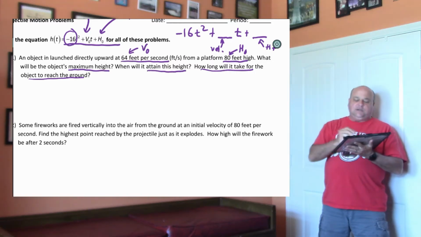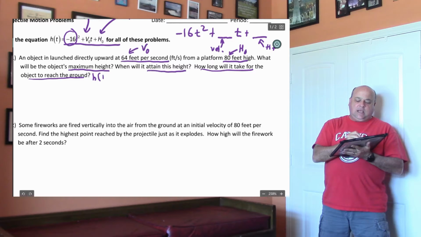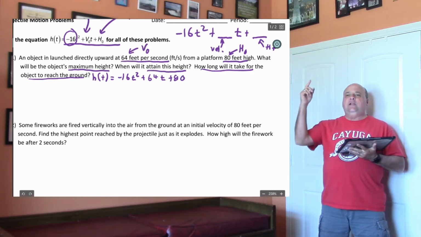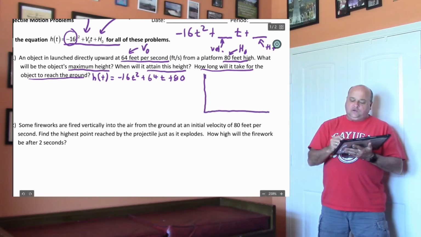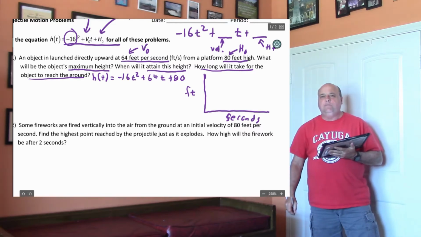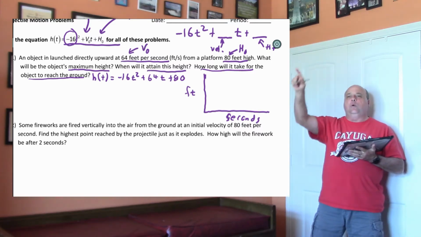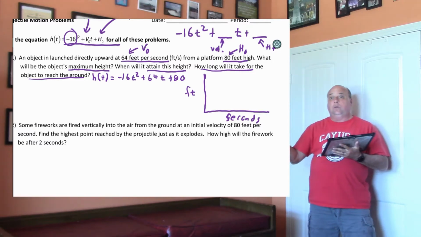So let's make the equation first. Let's write down h of t equals negative 16t squared plus 64t plus 80. Okay, now on every single problem, put the equation right in the middle, and then to the right, make a first quadrant graph. This will be seconds, and the height will be feet. The y will be feet. This is going to graph a parabola. It's going to go up and down. So all of these problems are going to have similar parabolas, okay?